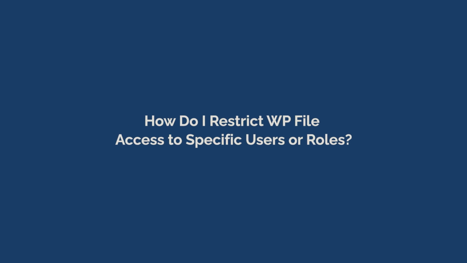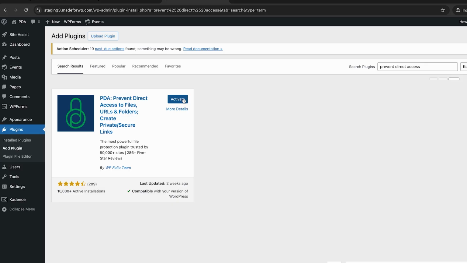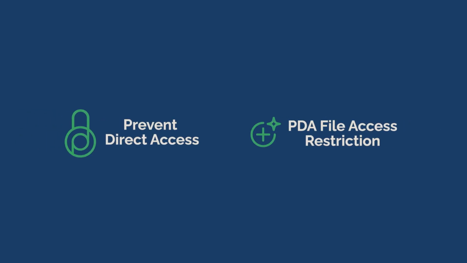How do I restrict WordPress file access to specific users or roles with Prevent Direct Access and its access restriction extension, both WordPress plugins? Set permissions by user, role, folder, or IP directly from your WordPress settings.